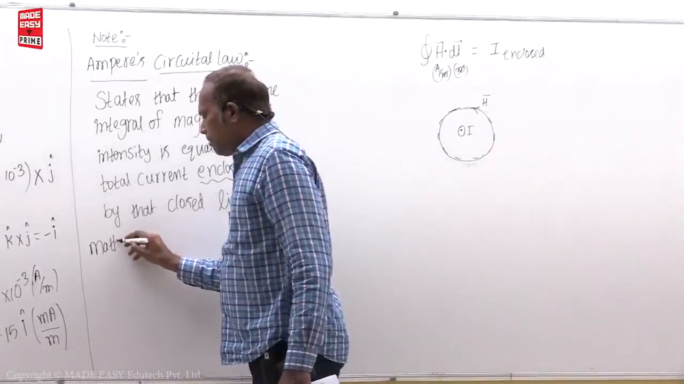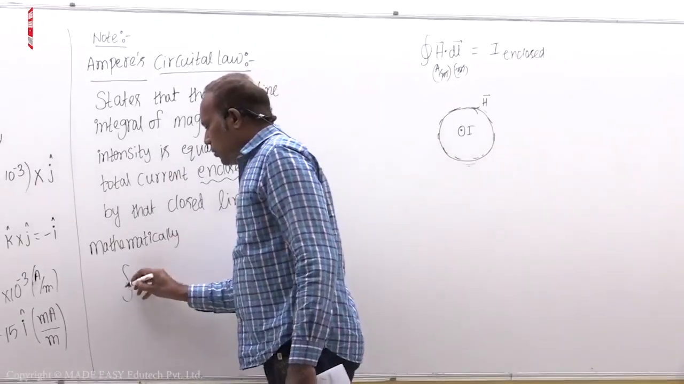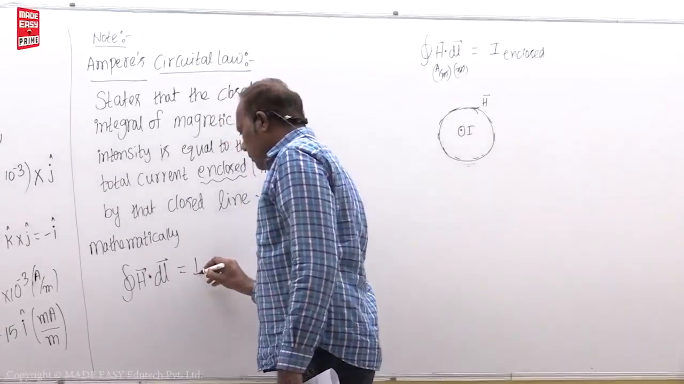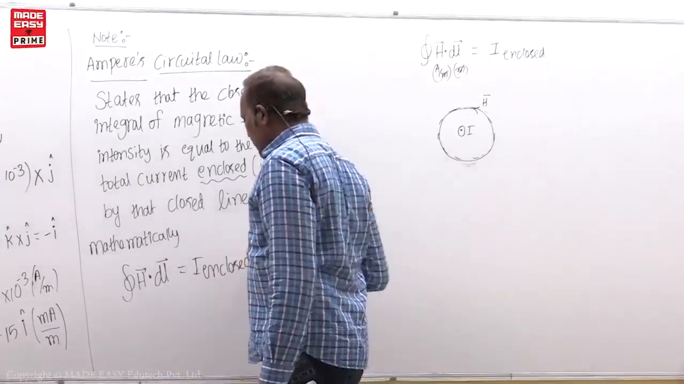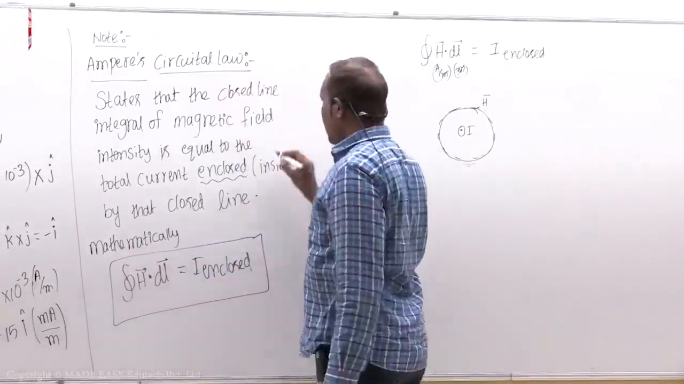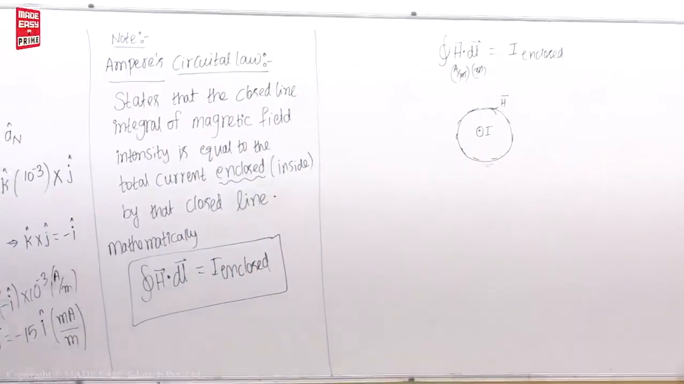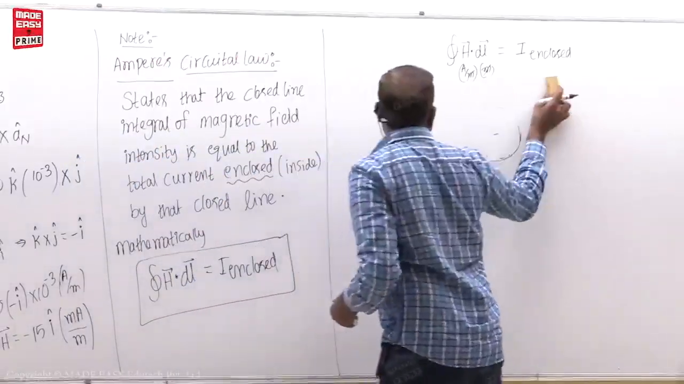Mathematically, closed line integral of H dot dl bar is equal to I enclosed. So this is the mathematical equation. So this is Ampere circuital law. I will take some examples and I will ask you the question. Okay. Gradually you will understand this.